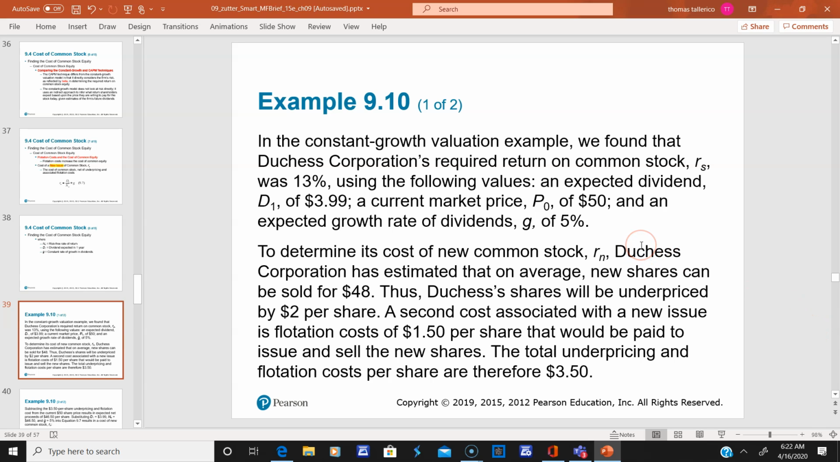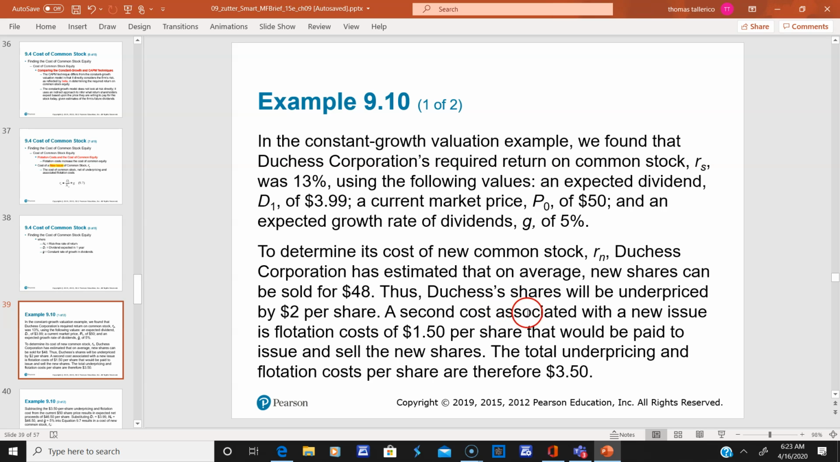Here's an example in the constant growth valuation. Duchess's required return on common stock, RS, was 13%, using the following values: an expected dividend, a current market price of $50, and an expected growth rate of 5%. They've estimated that on average, new shares can be sold for $48 a share. Thus, Duchess's shares will be underpriced by $2.